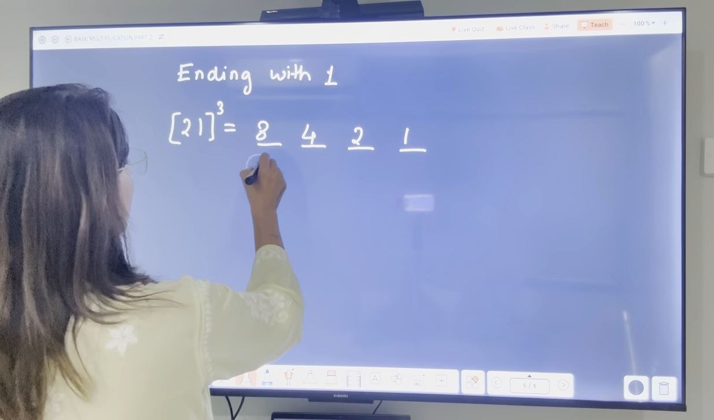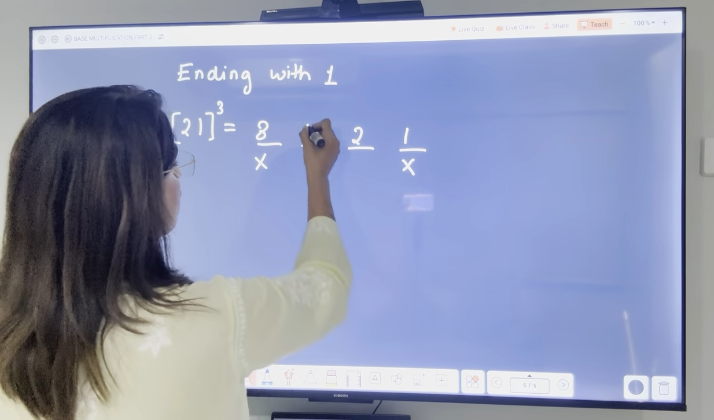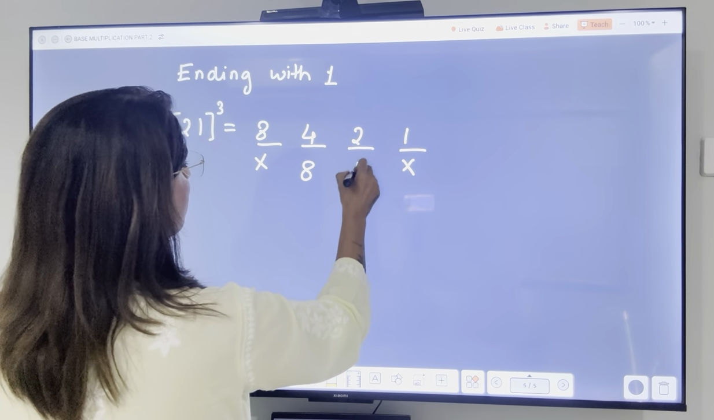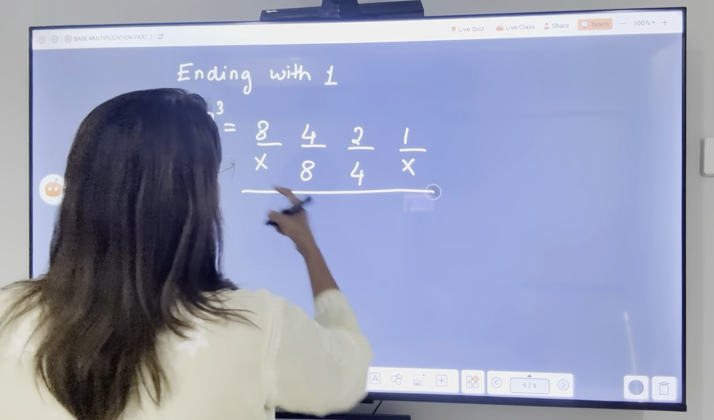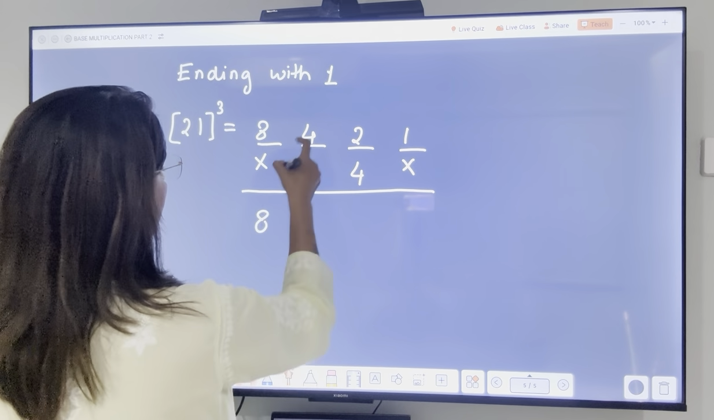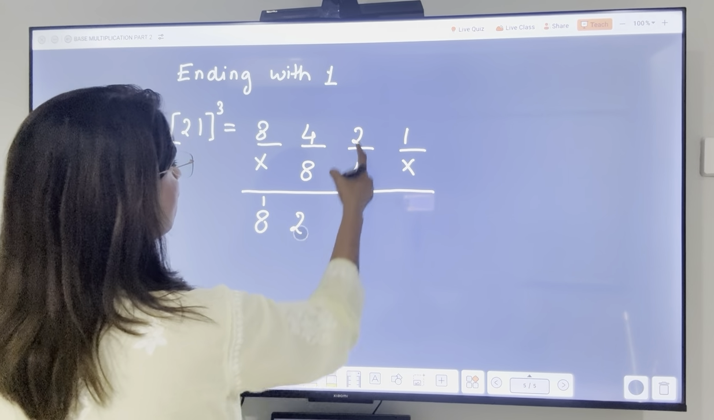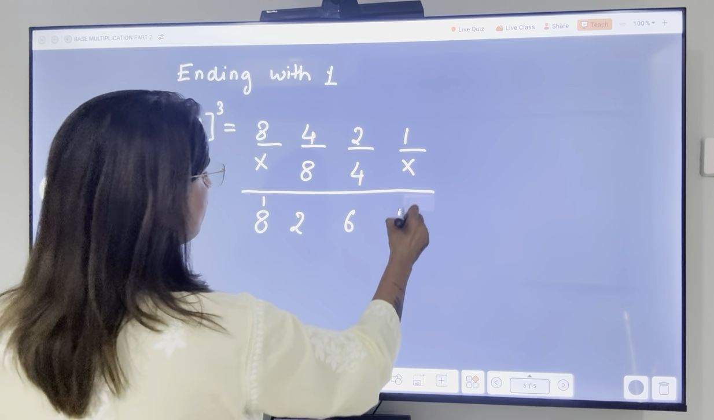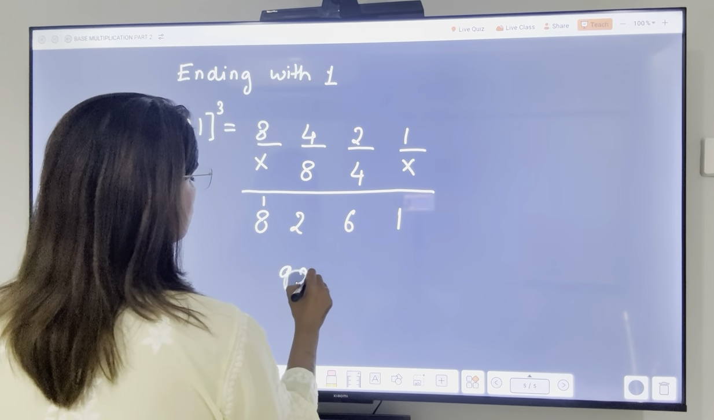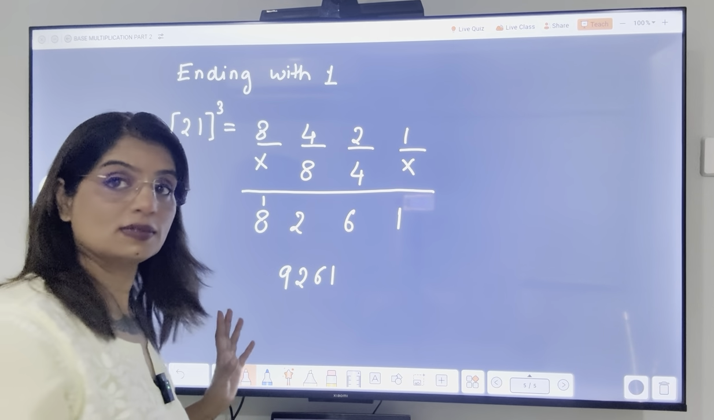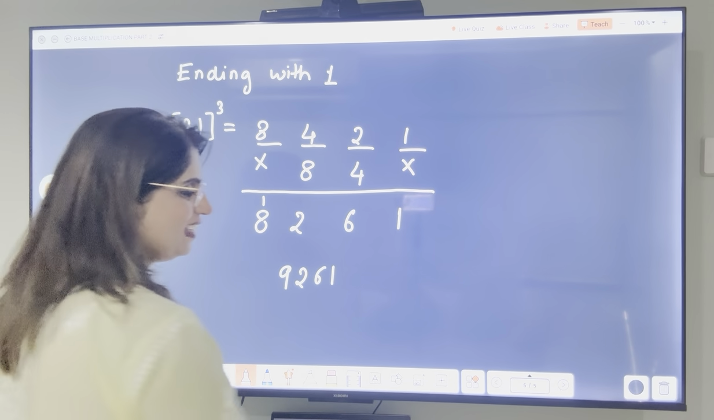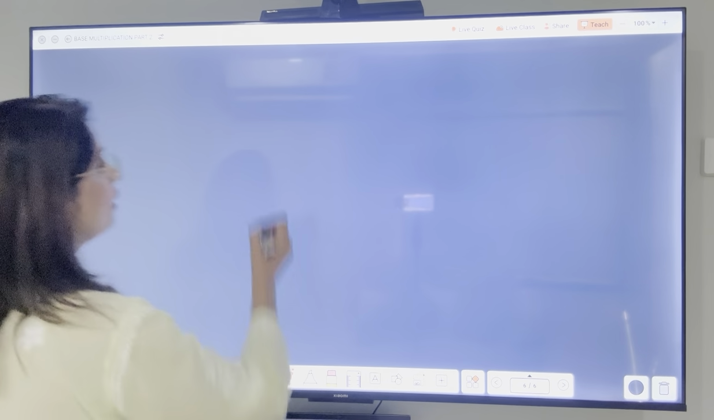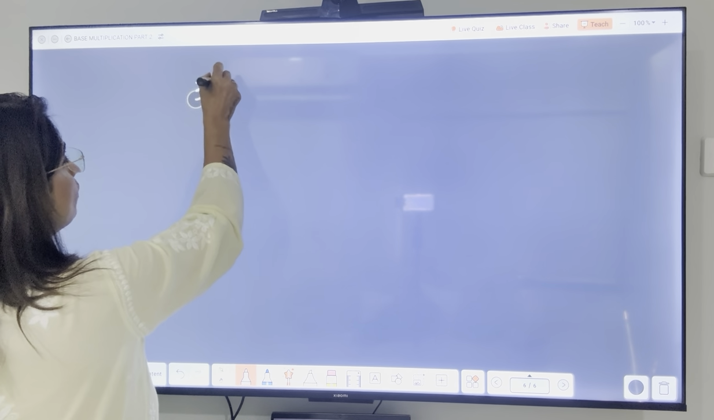That's no issue. Again, you cross out the first digit. 4 double is 8, 2 double is 4. 8 plus 4 gives you 12. 4 plus 2 gives you 6 and 1. Answer is 9261. Simple. Yeah, very easy. Okay, let's go ahead and do 31 cube.